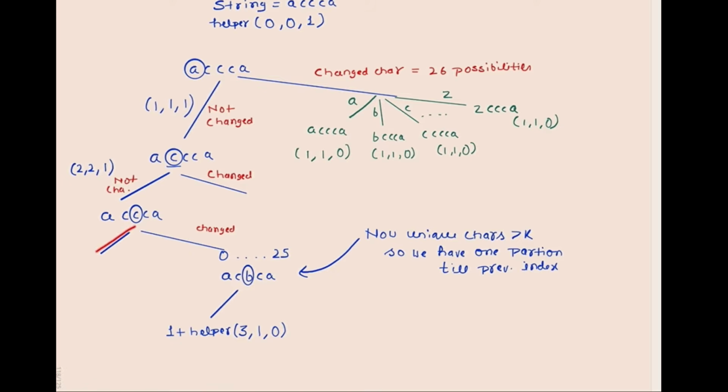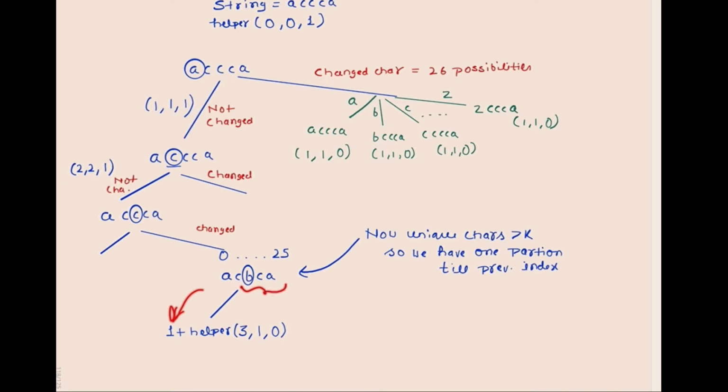Now what we can do is, either we do not change again, or we change. So let's say we did change it, and there are 26 possibilities to change it. So let's say we pick this ACCA and we change this C to a B. After we convert it into B, if you will notice, the total unique count is 3. But K was given as 2, so we have gotten one partition just before this change, right? So the previous string gave us 1 as the answer, one partition as the answer, right?